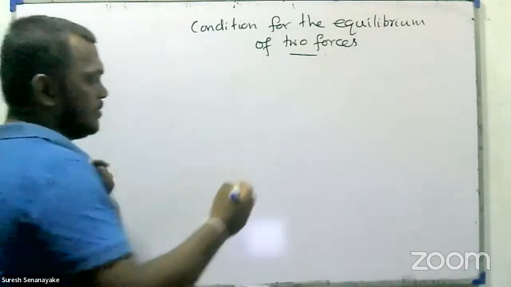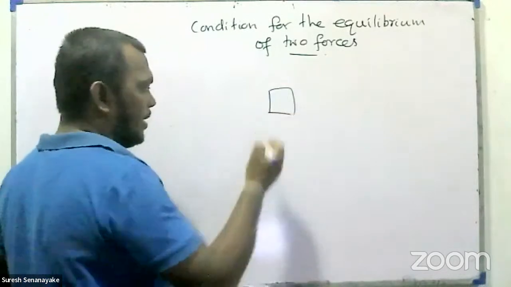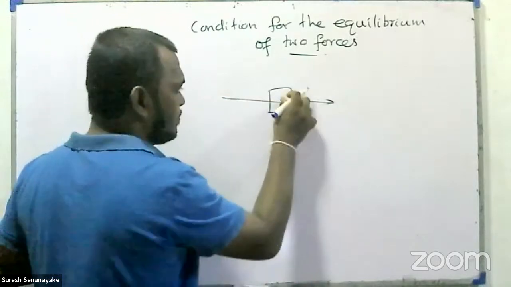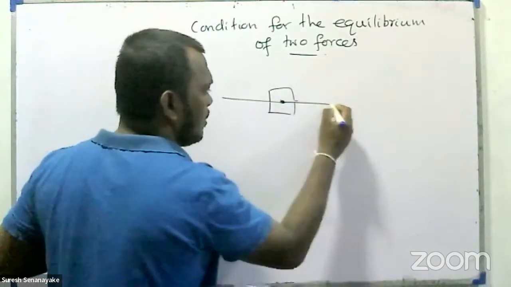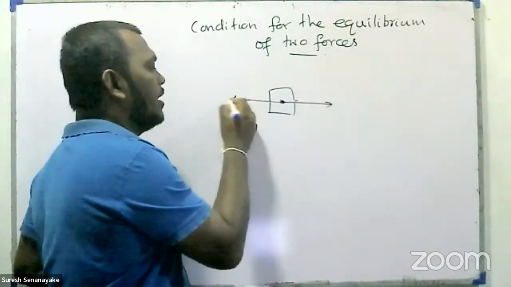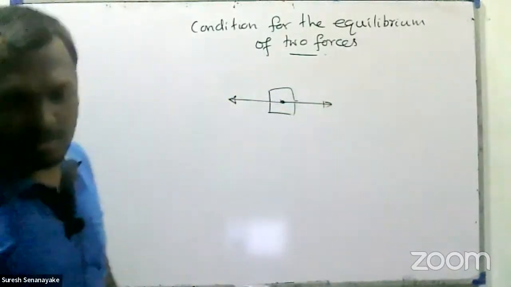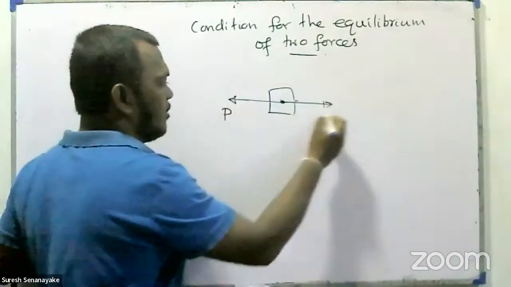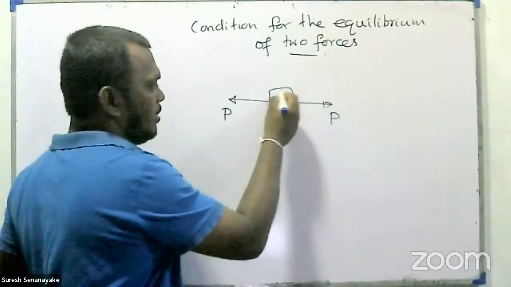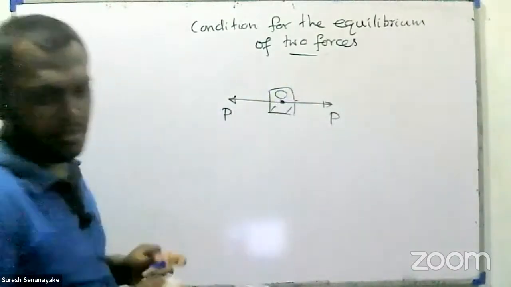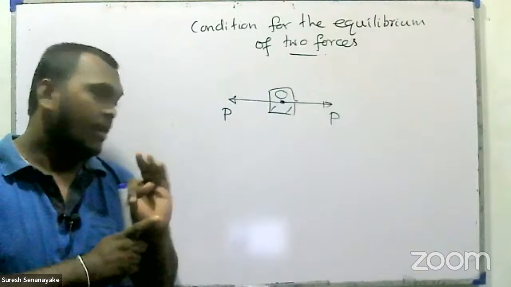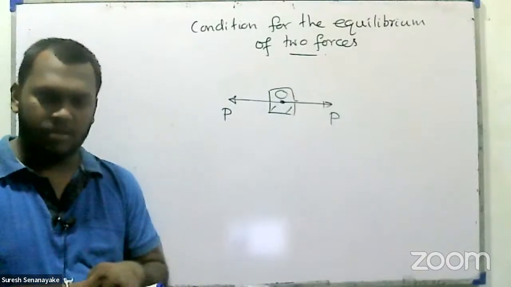As I mentioned yesterday, if you have a body like this and two forces act on it, for it to be in equilibrium these two forces should be equal in magnitude, opposite in direction, and in the same line. So the line of action should be the same, the magnitude should be the same, and the directions should be opposite to each other.